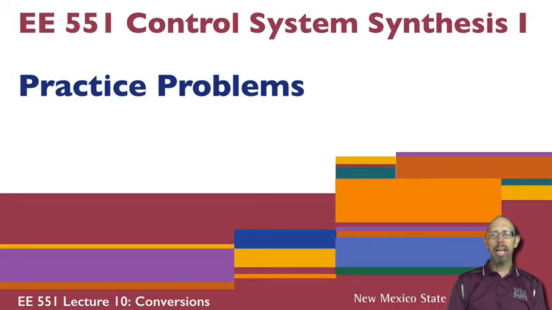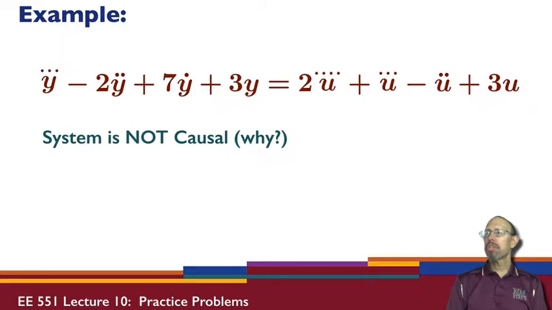All right, let's look at some practice problems. In this first example, we have y and its derivatives up to the third derivative, and we have u and its derivatives up to the fourth derivative. This system is not causal. Why is this system not causal?